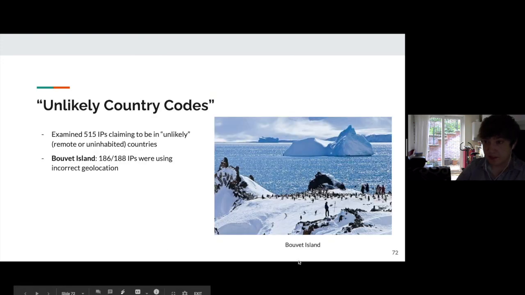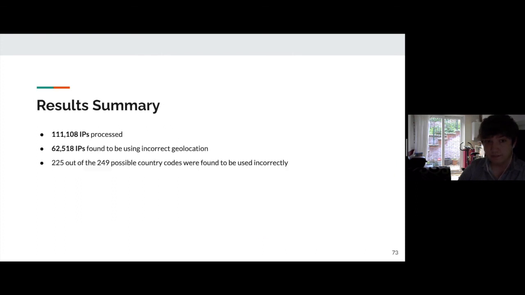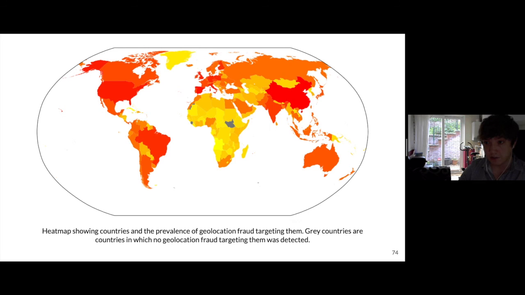We also examined some really unlikely country codes, such as Bouvet Island, which is a very remote island, uninhabited, but you can still set it as your country code. We found 188 web servers using this country code, and we were able to prove that 186 of them were using incorrect geolocation. So in summary, we examined over 111,000 IPs, we found over 60,000 using incorrect geolocation, and we found 225 of the 249 possible country codes being used incorrectly, as shown in this heat map.